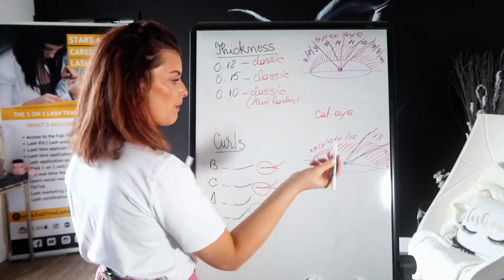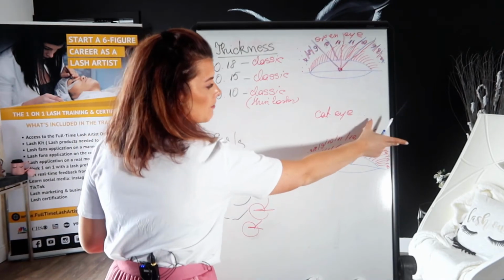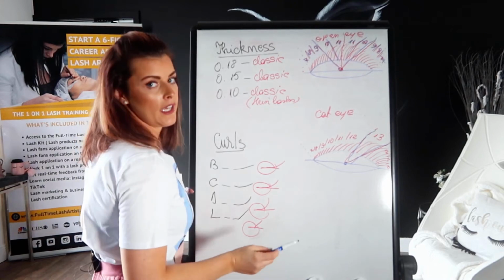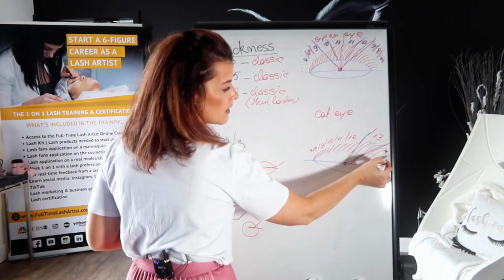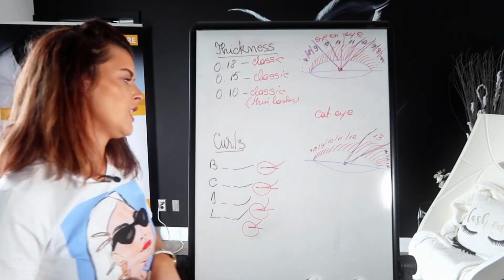So in this case, I'll go by numbers: 7, 8, 9, 10, 11, 12. Let's say my outer corner will be 13, and then just a few 12s, 11s and 10s to create that beautiful cat effect.